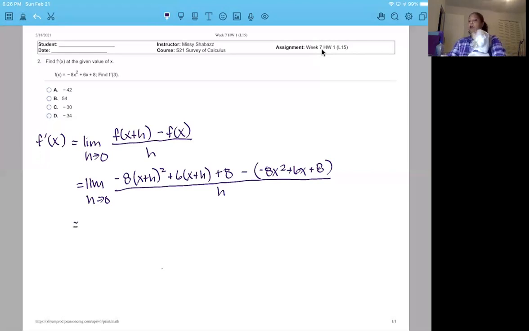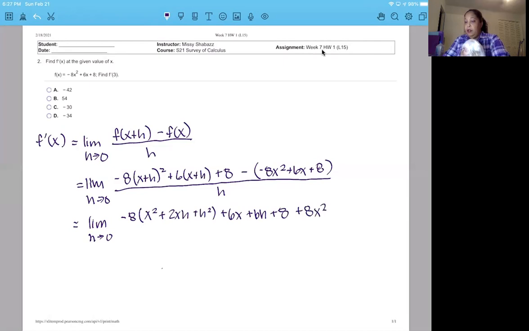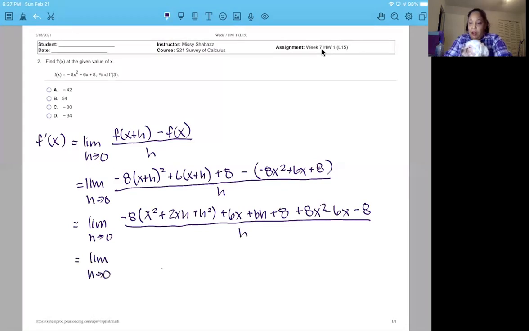So the first thing I'm going to do is distribute the negative 8 and the 6. And then notice, first of all, the (x plus h) squared is x squared plus 2xh plus h squared, plus 6x plus 6h plus 8. And then distribute that negative sign so that I get a plus 8x squared minus 6x minus 8 all over h.